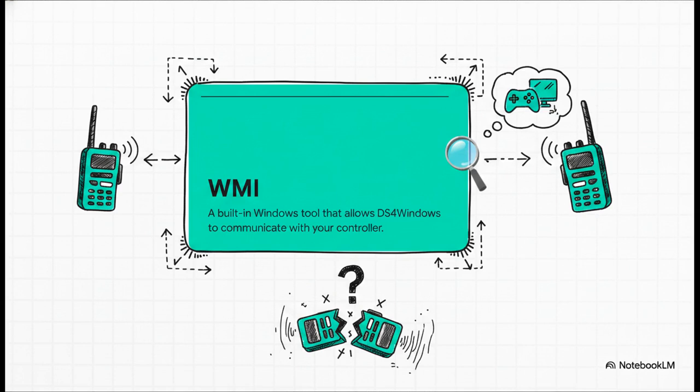See, DS4Windows relies on a built-in tool called WMI, or Windows Management Instrumentation. Think of WMI as a crucial walkie-talkie. The app uses this walkie-talkie to speak to your PC's hardware and listen for your controller's inputs. When WMI gets corrupted, that walkie-talkie just breaks. DS4Windows is essentially shouting into the void. So no amount of restarting the app is going to fix a broken radio, right? We have to fix the radio itself.